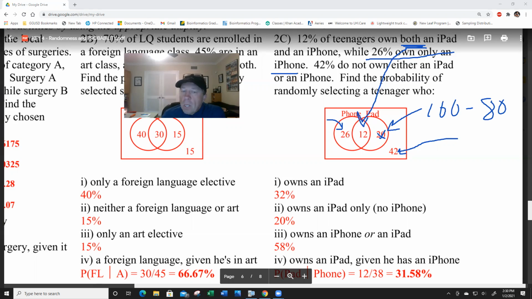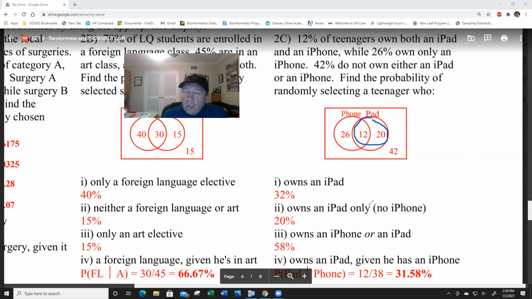Okay? Now, owns an iPad. iPad is these two added up. So it's 32%. Owns part B here, or 2. Owns only an iPad only, no iPhone. An iPad only, no iPhone. Okay, an iPad only, that's 20%, that one right there. Okay?